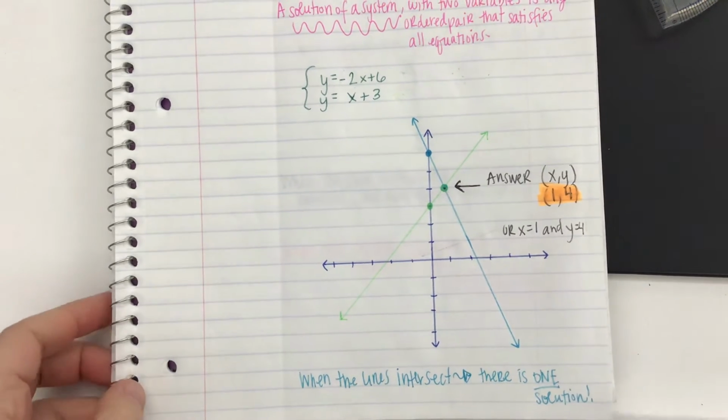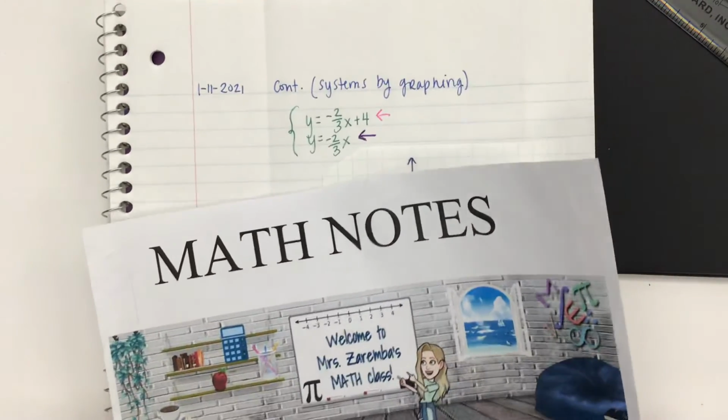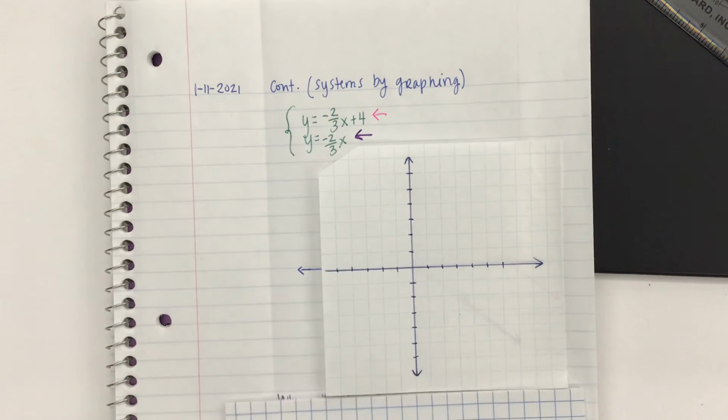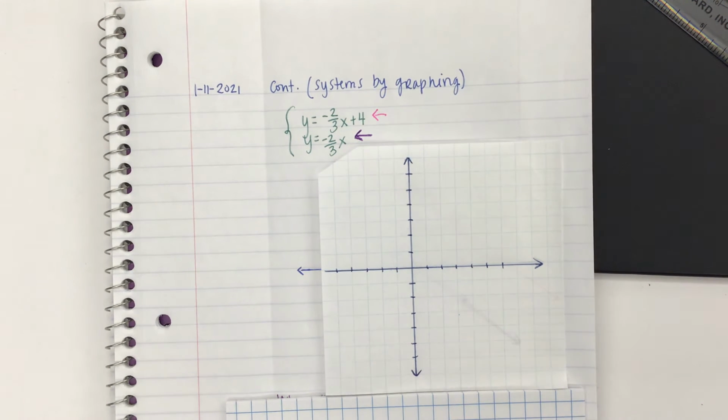All right, moving on. So let's go ahead and get started with our next example. So here's our next system. y is equal to negative 2 over 3x plus 4, and y is equal to negative 2 over 3x. Those arrows just mean those are the colors I'm using, so don't worry about that.